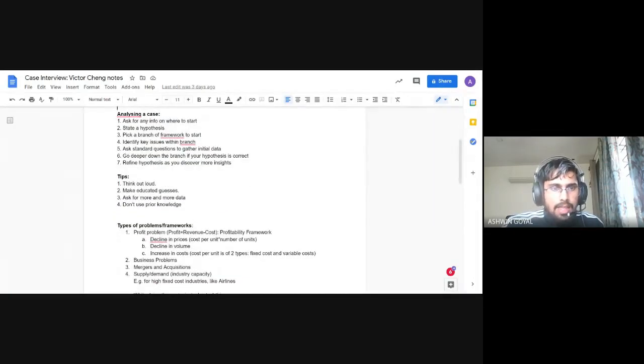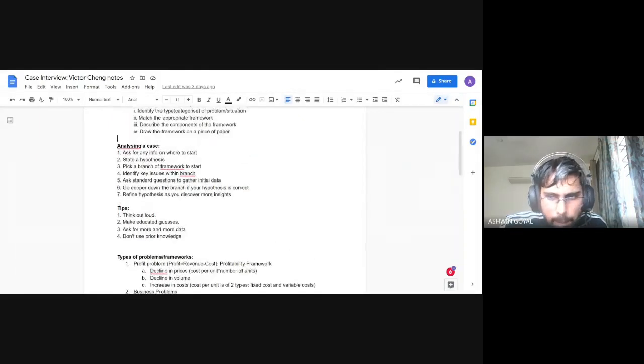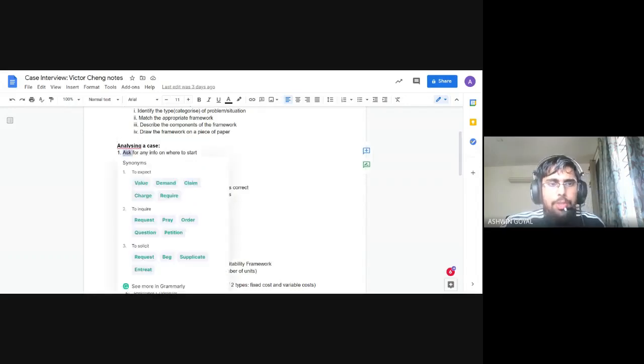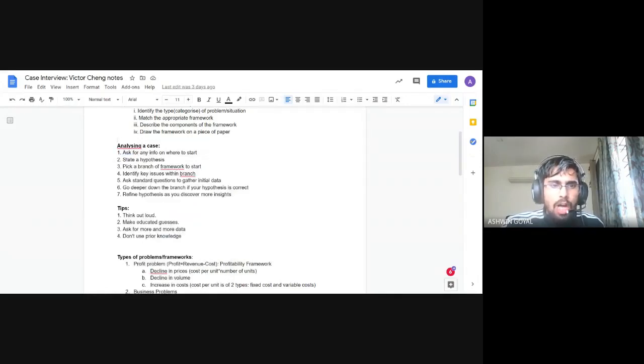When analyzing cases, first of all, you need to ask for any info on where to start. So extract all the information that you can from a client. Then state a hypothesis. This means that you can state your own solution to the problem, like what the problem can be. State that.